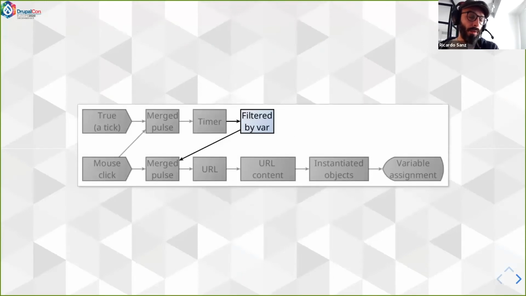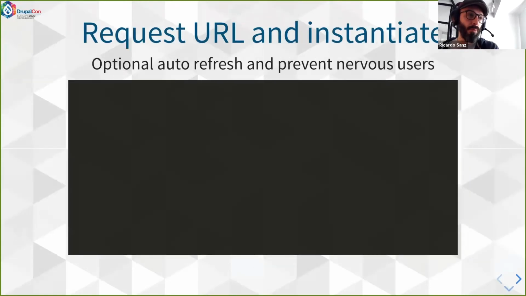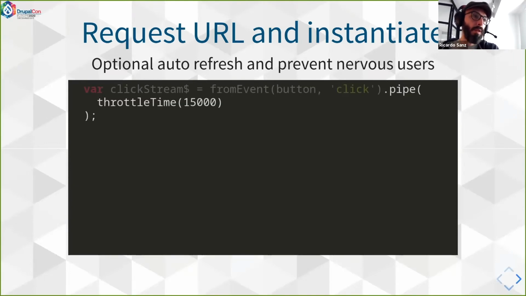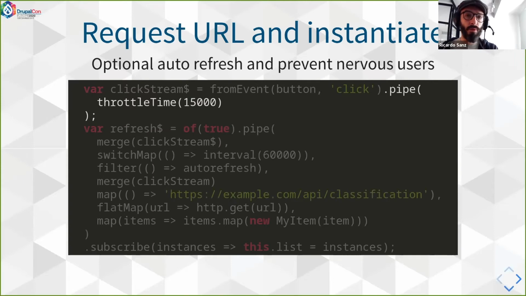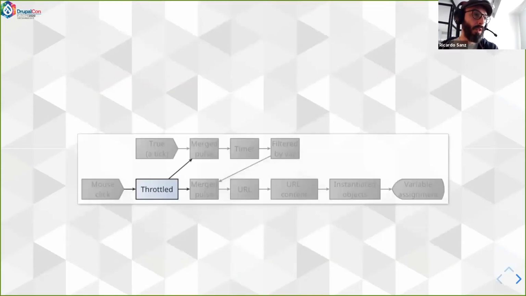Let's say that users are clicking the refresh button too often, so we want to prevent nervous users from refreshing the page until 15 seconds have passed. How can we do it? Well, it's very simple. We take the click stream, the pipe that handles the click, and we add a new operator that throttles the data. What it does is not allow new values until 15 seconds have passed, and then the rest of the code that defines the pipe. We see a diagram.